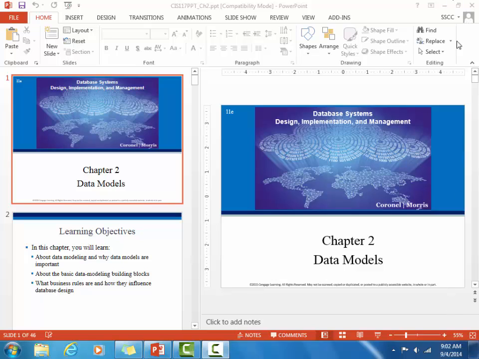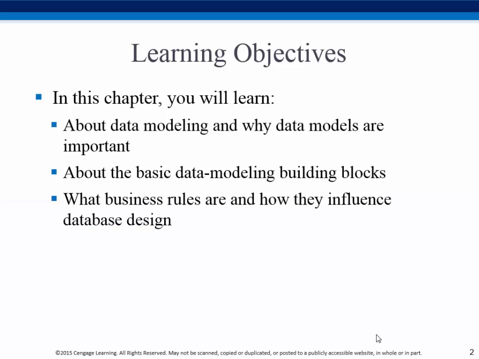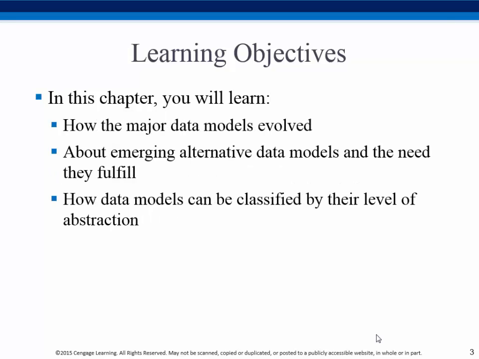Right, we're going to continue our discussion on databases in Chapter 2. This chapter focuses on your data models. You should learn in this chapter about data modeling and why data models are important, about the basic data modeling building blocks, what business rules are and how they influence database design, how the major data models evolved, about emerging alternative data models and the needs they fulfill, and how data models can be classified by their level of abstraction.